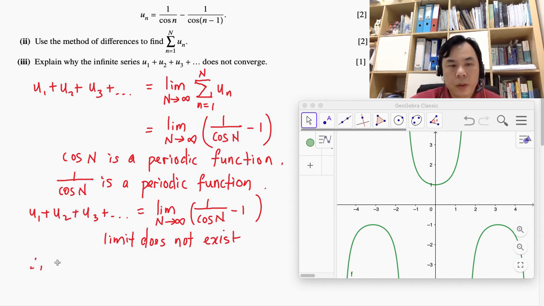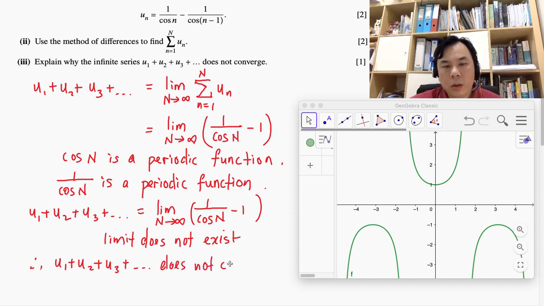Therefore, u1 plus u2 plus u3, this summation series does not converge.